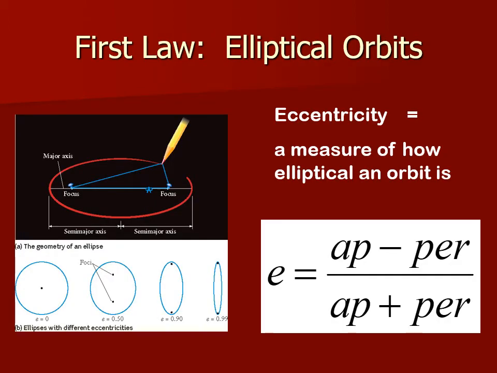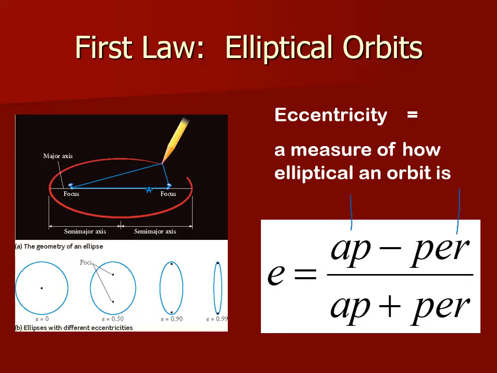So let's go back and investigate the first law: elliptical orbits. There's actually a way of defining how elliptical an orbit is, and that's called eccentricity. Eccentricity is a measure of the difference between the aphelion and the perihelion. Now remember, we talked about this before: aphelion is farthest from the sun and perihelion is closest to the sun.